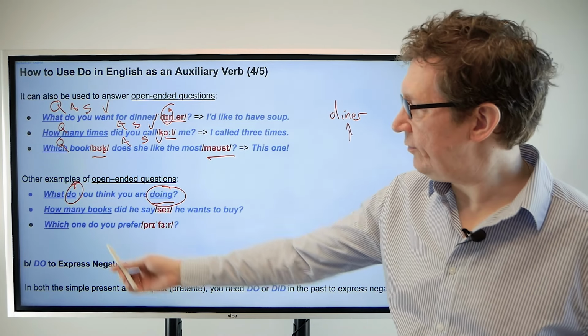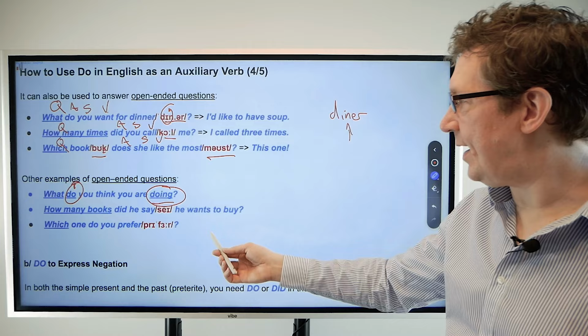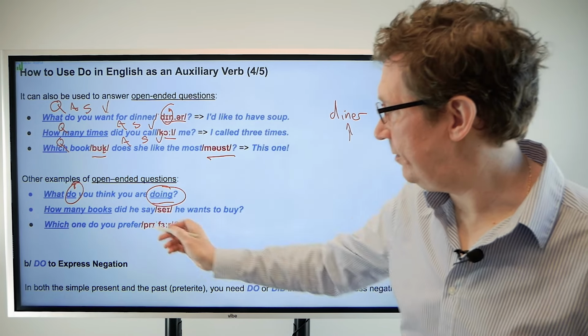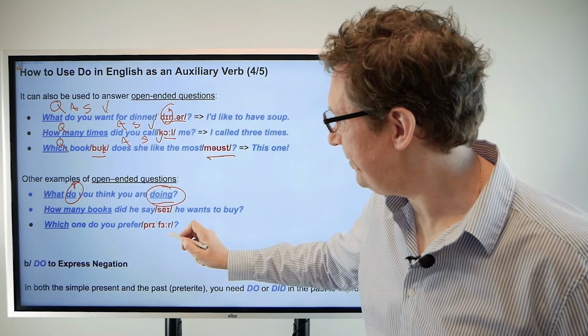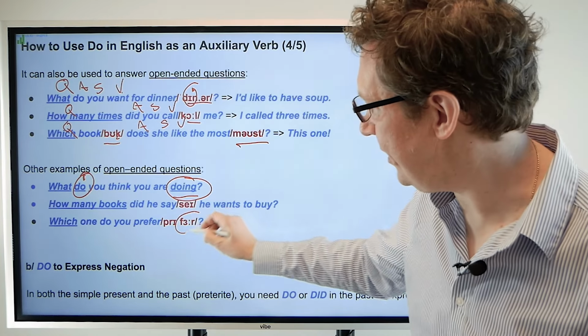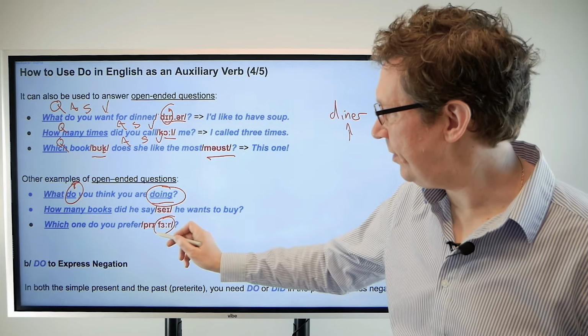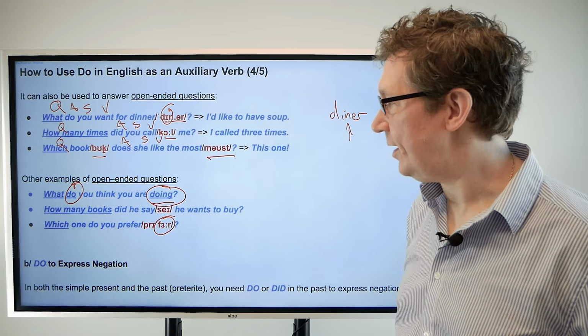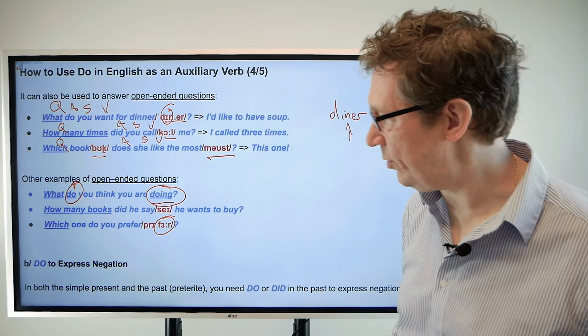You can also say, for example, how many books did he say he wants to buy? Which one do you prefer? Let's look at this word prefer actually. It depends where you are in the country to how you would say it. It's always fur, but sometimes it's prefer, sometimes it's prefer. It depends, and it's both completely okay actually, so don't worry about that.